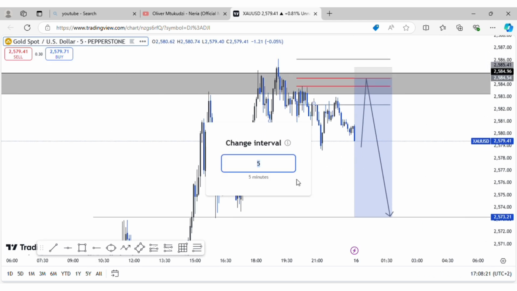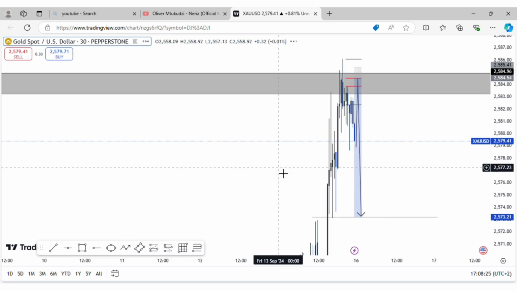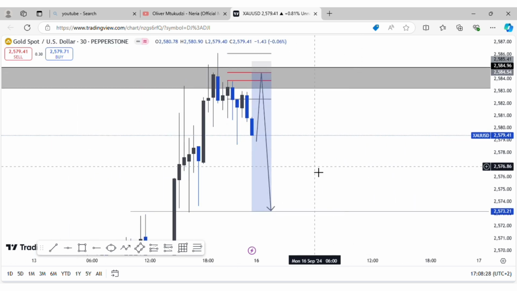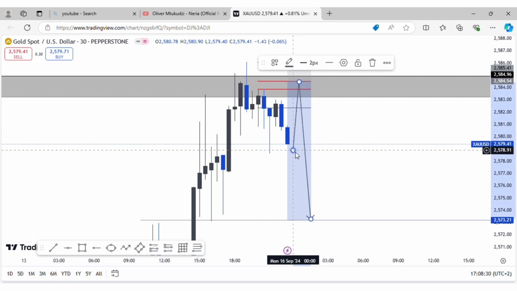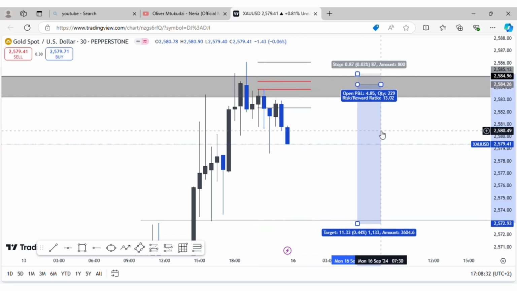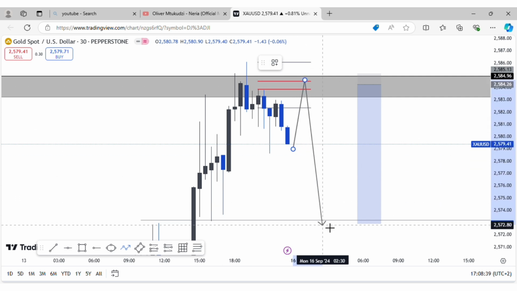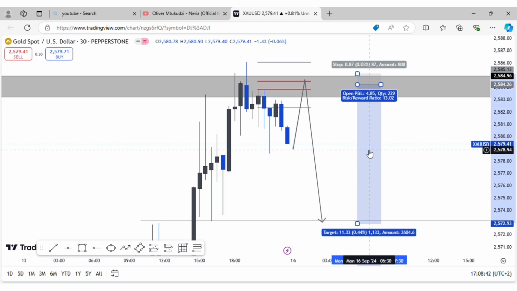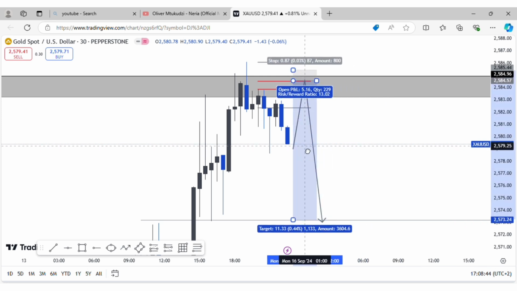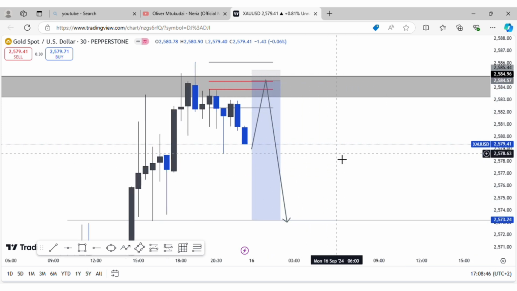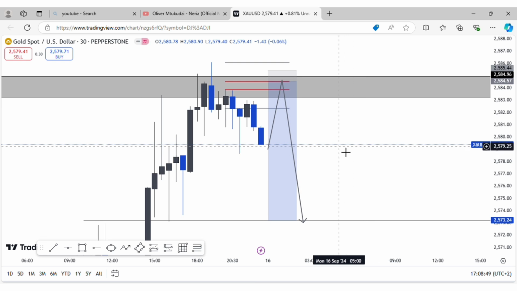So let me just move to the 30-minute time frame. On a 30-minute chart, this is what I'll be looking for: price coming back to this golden zone and allowing it to come to this low. Same principle applies, the same approach applies. So guys, this is what I'll be looking for regarding gold this coming week.